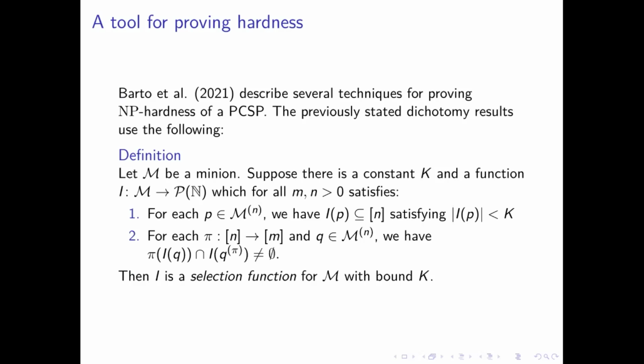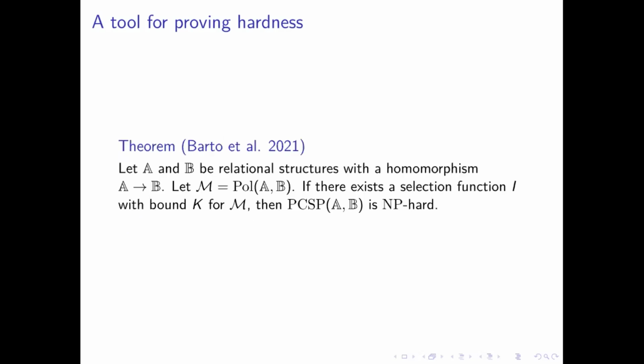As I mentioned, in this paper, this is a nice tool for proving hardness, because if you have relational structures with a homomorphism from A to B, so you have the PCSP setup, and you have a selection function with bound k for this M, Pol AB, then PCSP is NP-hard.